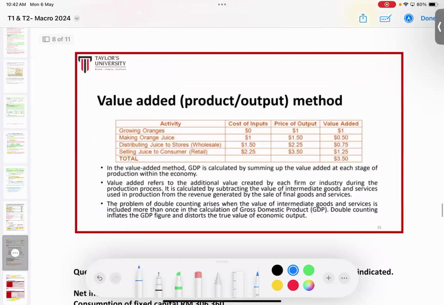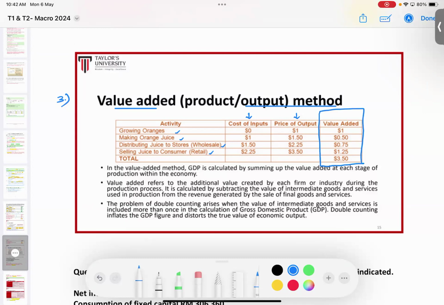Okay. So the third one is the value added or output approach. Although you are not able to calculate it in this question, I just show you how it works. Here, we sum up the value added of the product. You see there are different stages over here: growing oranges, making orange juice, distributing juice to the stores, selling juice to the consumer. You can see there is the cost of inputs and the price of outputs. We want to avoid double counting, so we must use the value added approach.